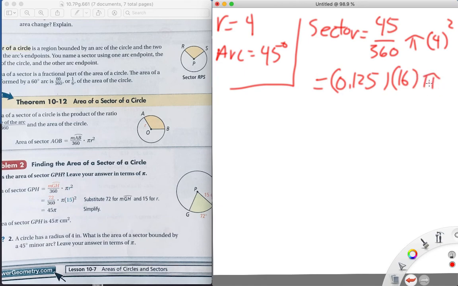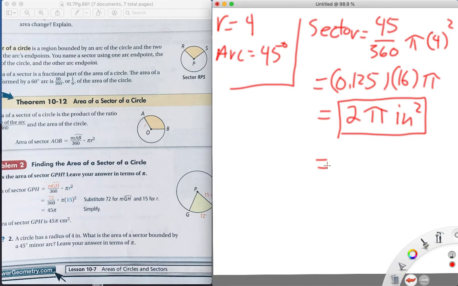And when I do that, I get 2 pi. They say that it's in inches, so it's going to be 2 pi inches squared. Again, if they ask you to put it in decimal form, it would be 6.3 inches squared. But most of the time they're going to ask you to have it in terms of pi.